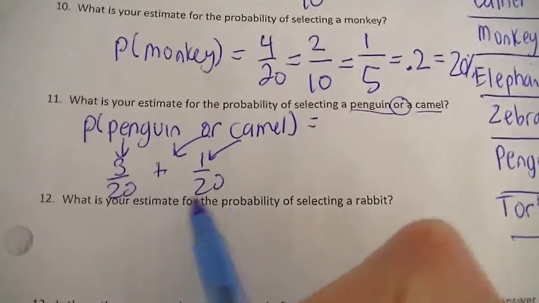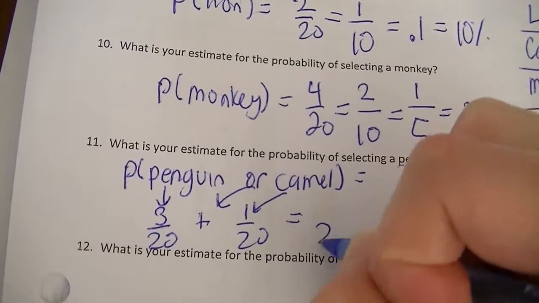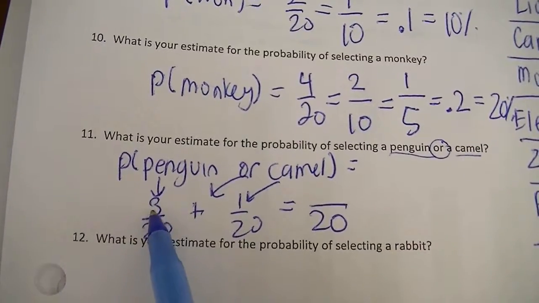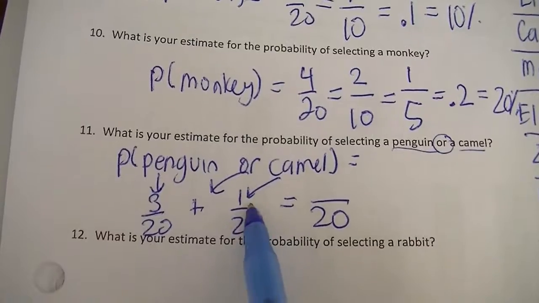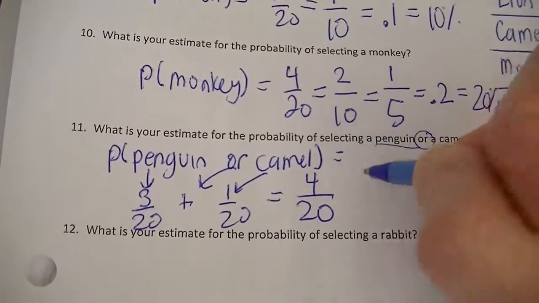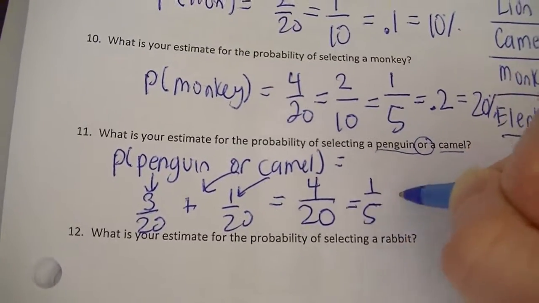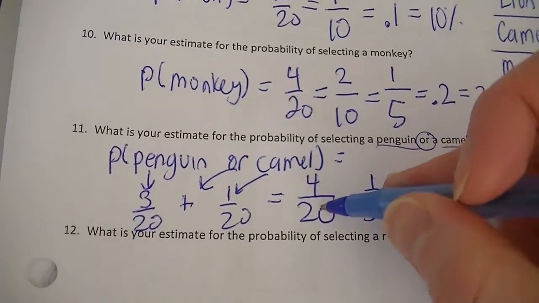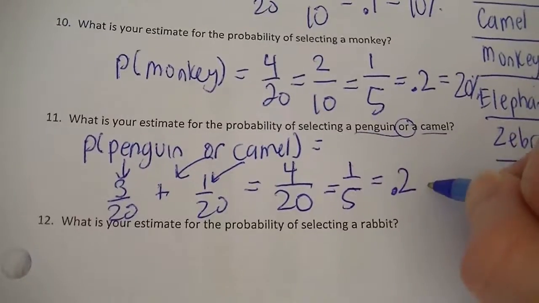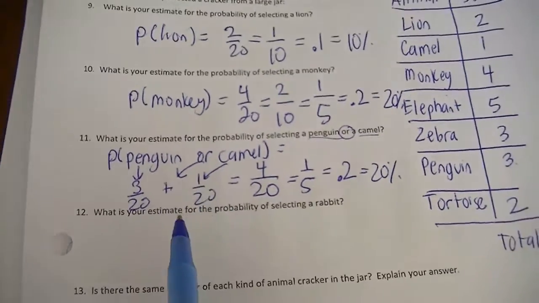Okay, look, we have 2 fractions. They already have like denominators, so we're going to maintain that denominator because that's what you do when you add or subtract fractions. But the numerators, you have 3/20 plus 1/20, so that would be 4/20. And this fraction can simplify, so let's simplify all the way down. Divide by 4, divide by 4 is 1/5, which is 1 divided by 5, or 4 divided by 20, would give me 0.2, 2/10 or 20/100, which would be a 20% chance of selecting a penguin or a camel.